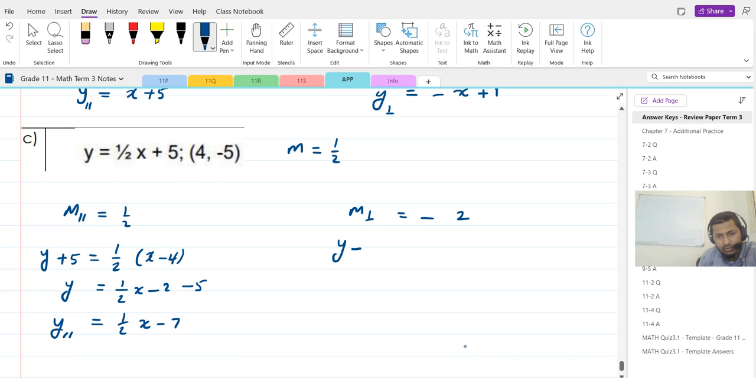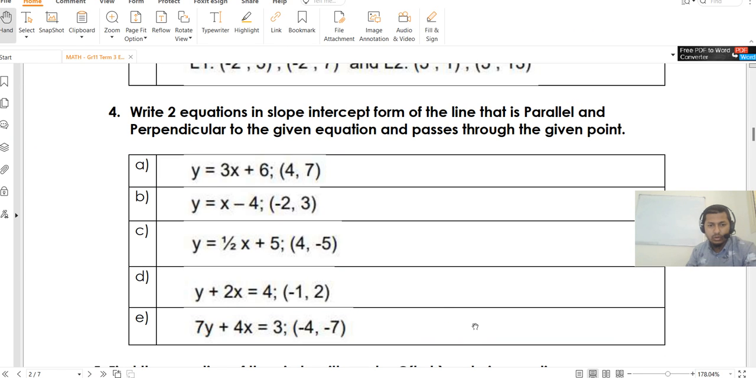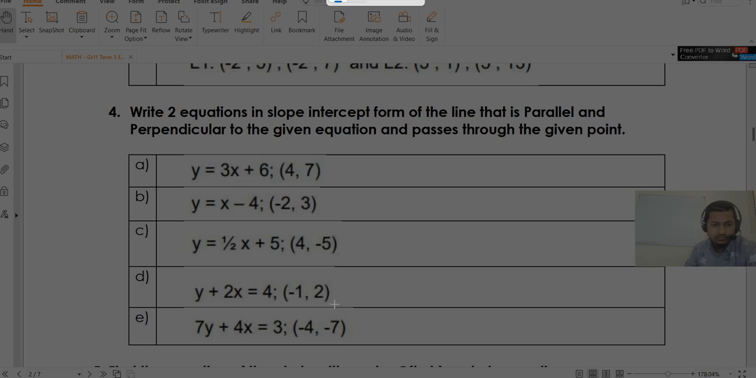For the perpendicular line, y plus 5 equals negative 2 into x minus 4. We're getting negative 2x plus 8 minus 5. So y perpendicular is negative 2x plus 8 minus 5 plus 3. So let's move on. I hope you're understanding, guys. Part D.